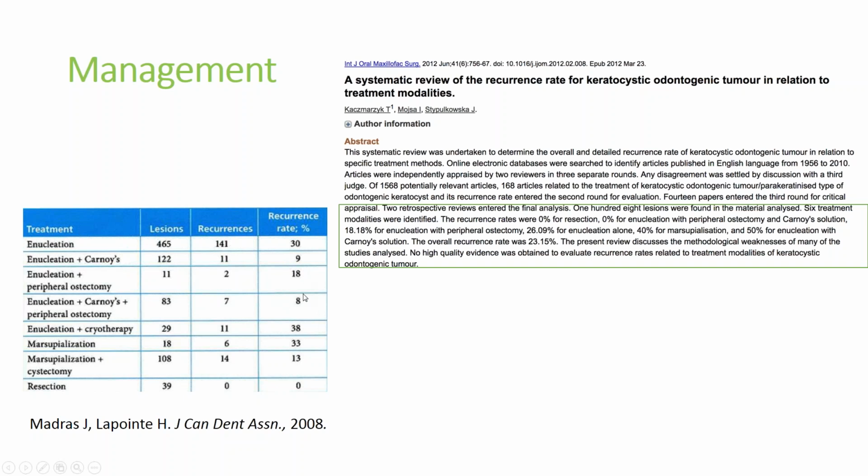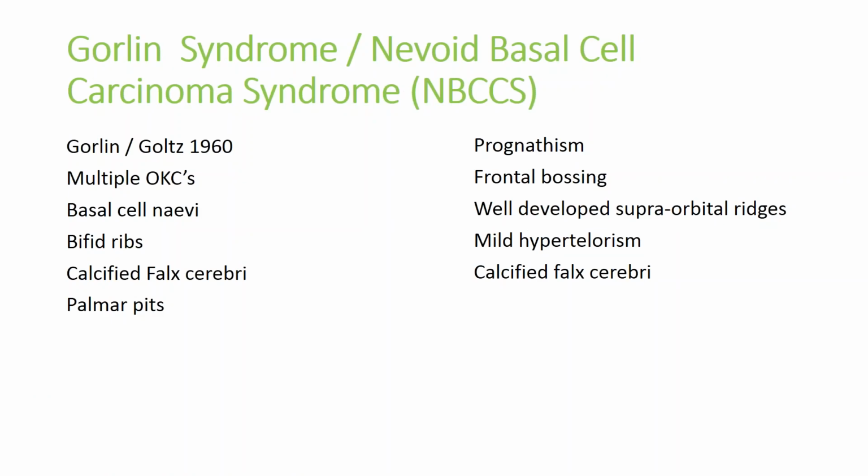Of course, if you chop somebody's jaw out, you won't have the tumor, the pathologist will have it, so there's zero recurrence with that. And that's again confirmed by this more recent 2012 systematic review, which showed 0% for resection, but overall recurrence rate was 23%, and using peripheral ostectomy and Carnoy's, they showed 0% as well. Everybody doesn't use Carnoy's, and quite a few hospitals might not even have it.